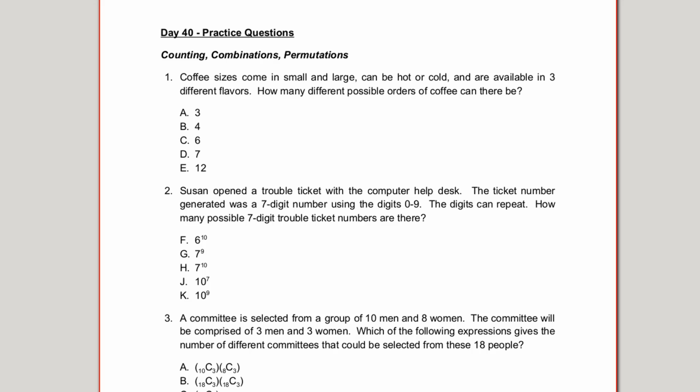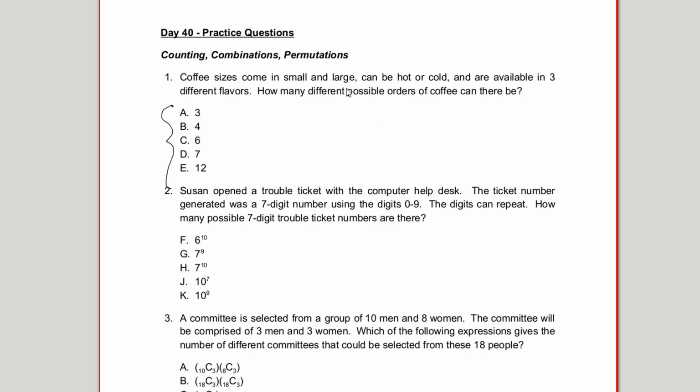In this video, we're going to go through the practice questions for our counting, combinations, and permutations topic. Question number 1 states: coffee sizes come in small and large, can be hot or cold, and are available in 3 different flavors. How many different possible orders of coffee can there be? So we are looking for a number, and we get that from our answer choices here.